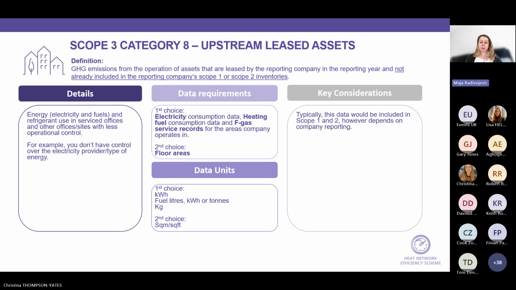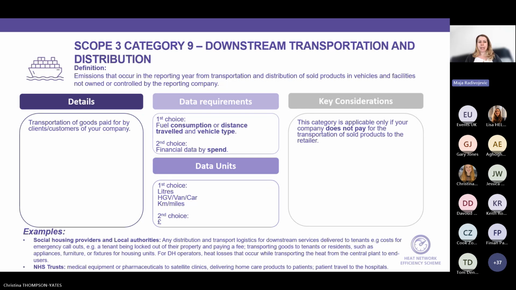The data requirements here would usually include electricity consumption, heating fuel consumption, and refrigerant service records for the areas where the company operates. If this data is not accessible, for example, if a landlord can't provide it, then floor area data can be used to estimate emissions instead. Next slide, please. So we're moving on to downstream activities.